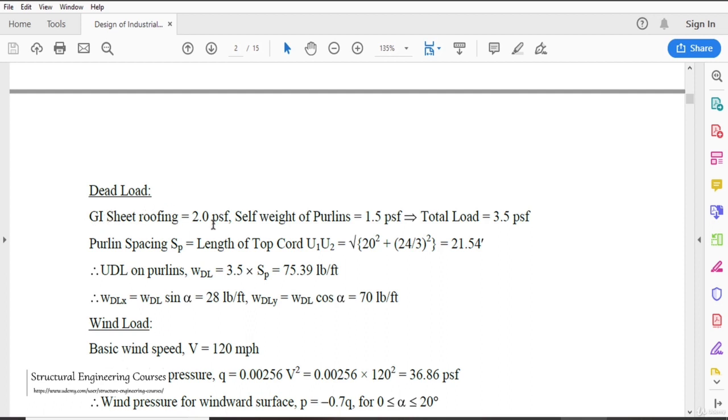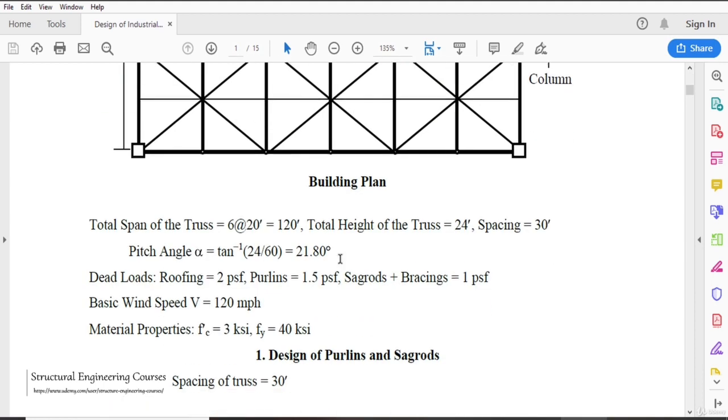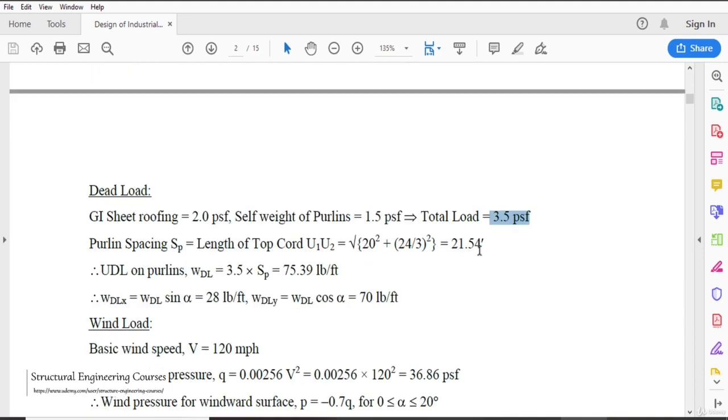So this is a simple sheet that weight is usually in the range of 2 pound per square foot, 2 psf. And self weight of purlins is usually in the range of 1.5 psf. So total load comes out to be 3.5 psf, that is 2 plus 1.5. Purlin spacing SP can be approximately calculated as the length of top chord U1 U2, that is this part here. So that they had calculated in the range of 21 foot.